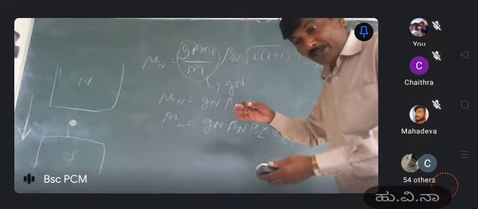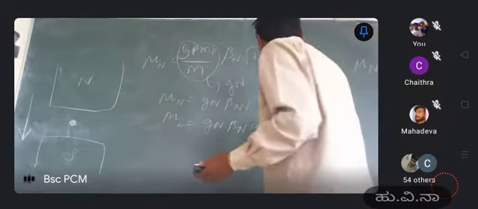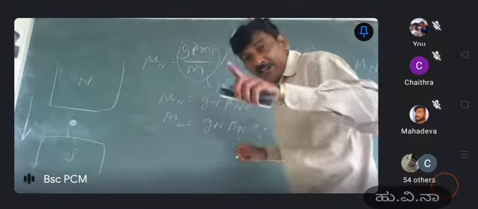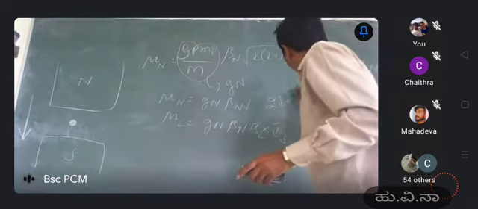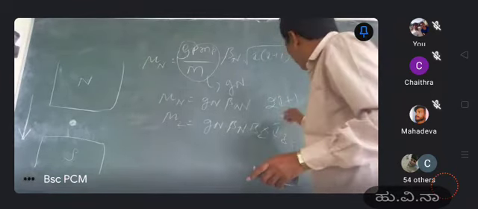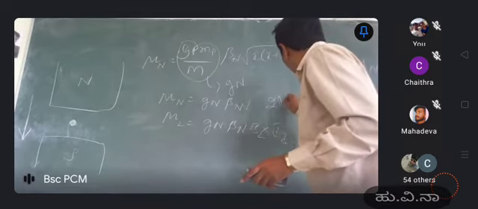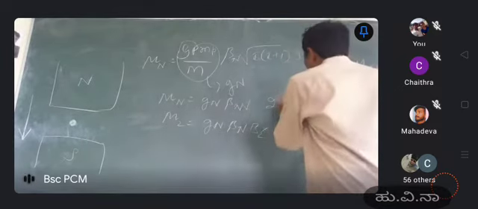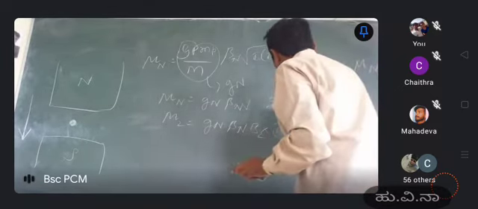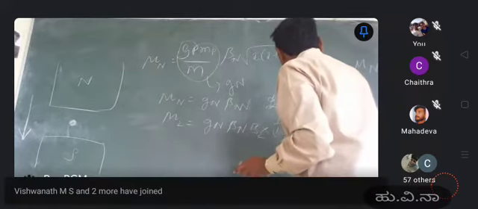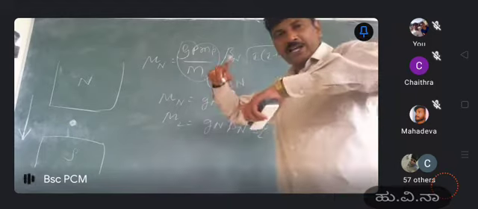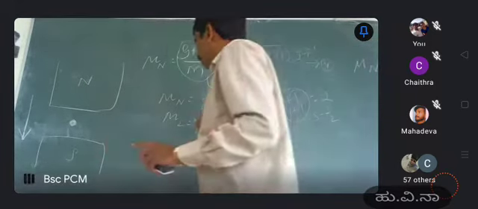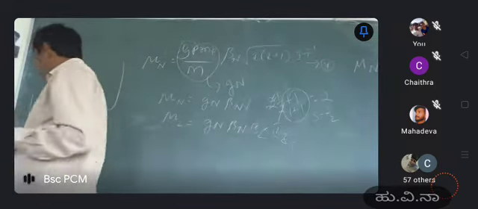What do you expect according to quantum mechanics? There are allowed energy levels. The allowed energy levels are nothing but 2I plus 1 levels. If I substitute I equal to half, the 2 cancels, so 1 plus 1, there are 2 nuclear energy levels. So what are those 2 energy levels?